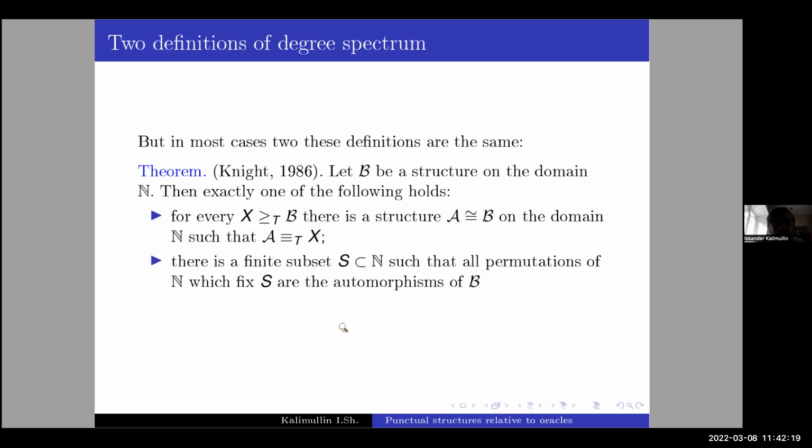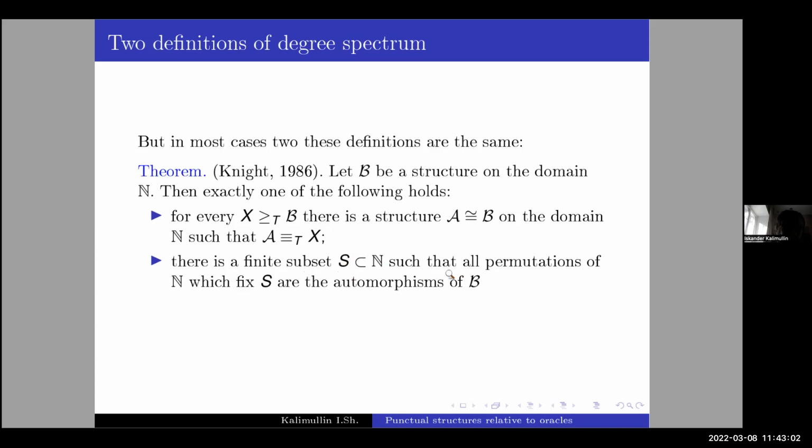So it states that in most interesting cases, these definitions are the same. There is only one trivial case, when the degree spectrum in the first definition of degree spectrum is not closed upward. It's only when it's up to some finite set of constants, and all permutations are isomorphisms.